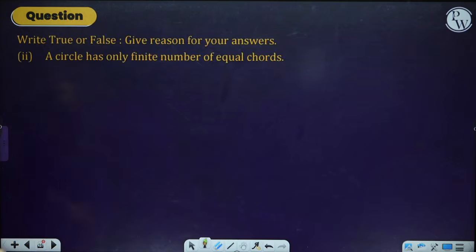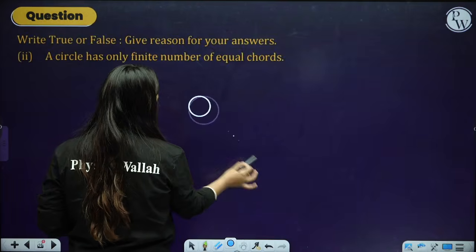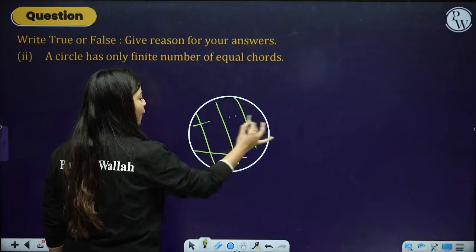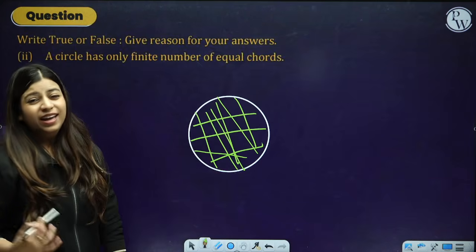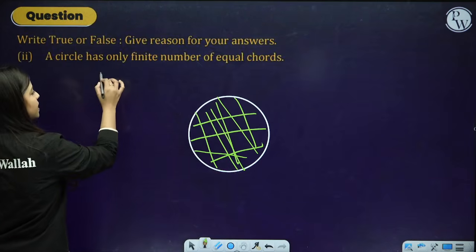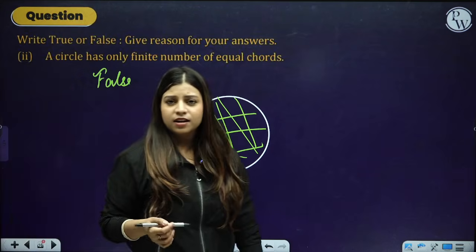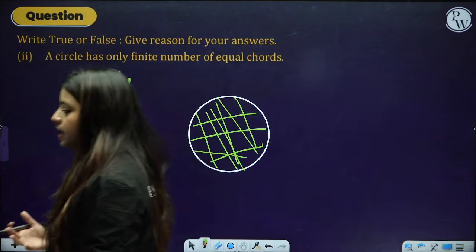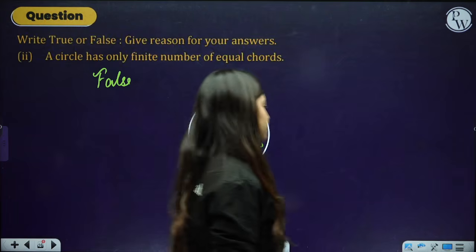The next is, a circle has only a finite number of chords. No. When we talk about a circle and chords, this is also a chord, chord, chord, chord, chord. All these are chords of the circle. So how many can you draw? Infinitely many. So, a circle has a finite number of chords: false. Finite means limited. A circle does not have a limited number of chords. It has an infinite number of chords, or we can say unlimited chords.